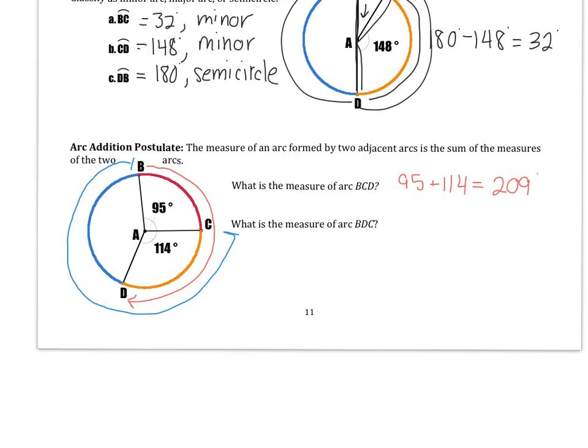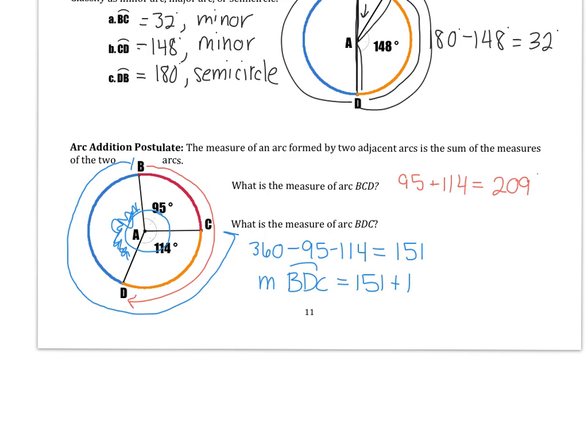And the way I would do that is I know that this full circle right here is 360, and I'm just missing this chunk right there. So I'm going to do 360 minus 95 minus 114, and that's going to give me the blue angle BAD, and it is 151. So now to find the measure of arc BDC, I would take 151 degrees, which is this piece right there, plus 114, and I would get 265 degrees.